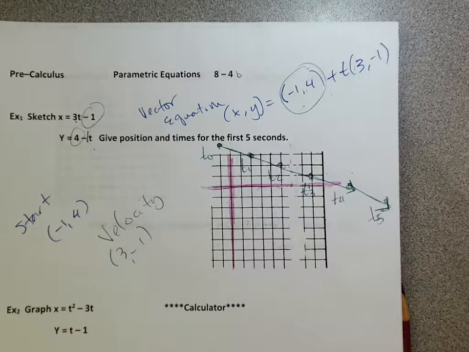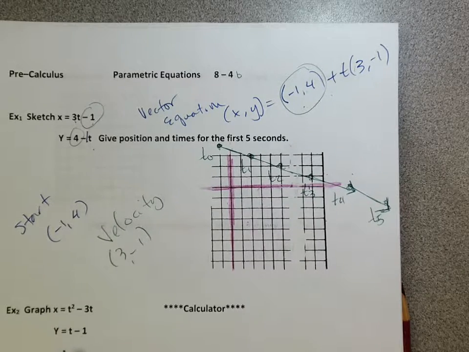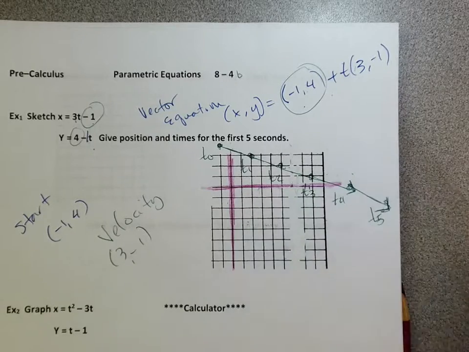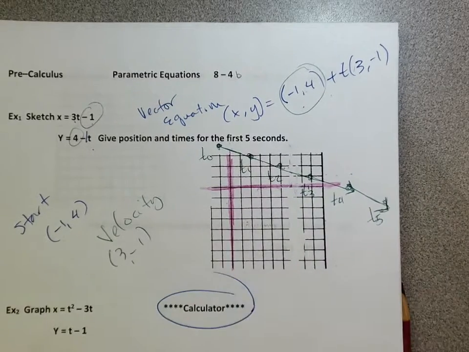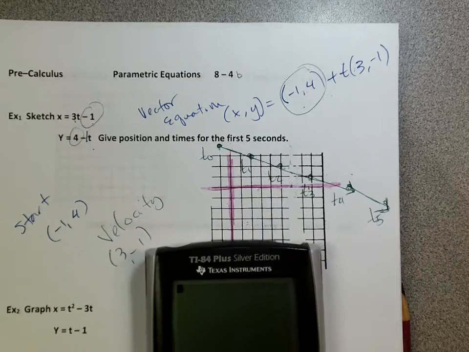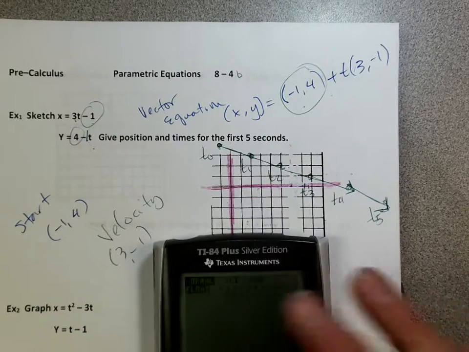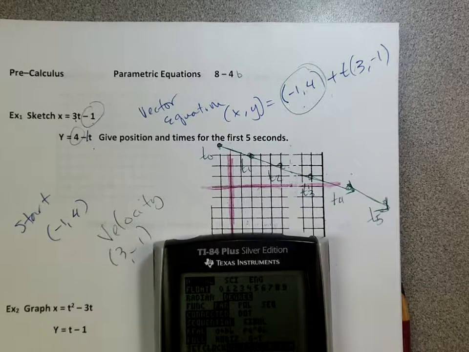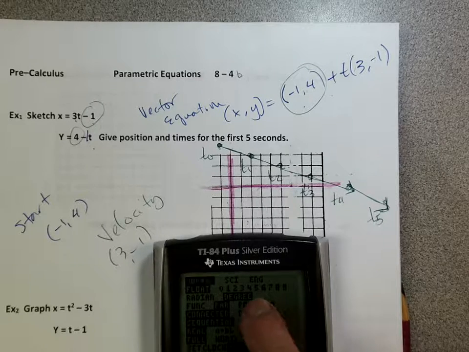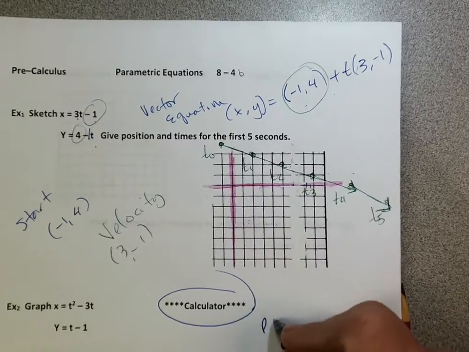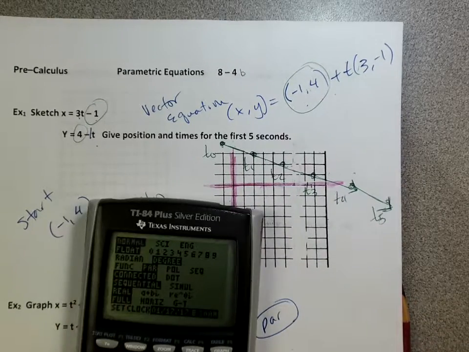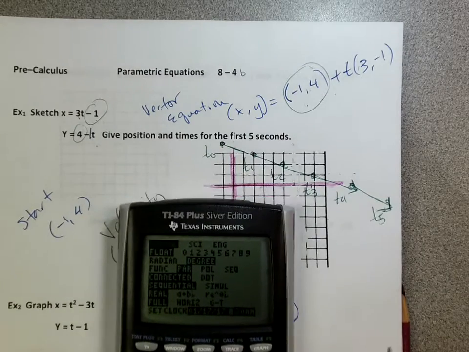All right, number 2. If I'm going to graph x equals t squared minus 3t and y equals t minus 1, I'm going to use my calculator. It says use my calculator, so I've got to be a little bit smart on my calculator. Same thing: I go to my mode, and make sure I'm in parametric. The degree or radian mode does not matter in this case because there's no sine or cosine, but we definitely need to be in parametric mode.